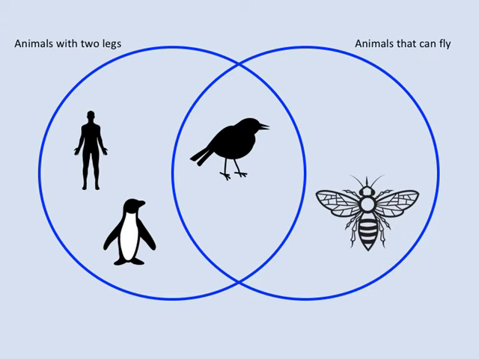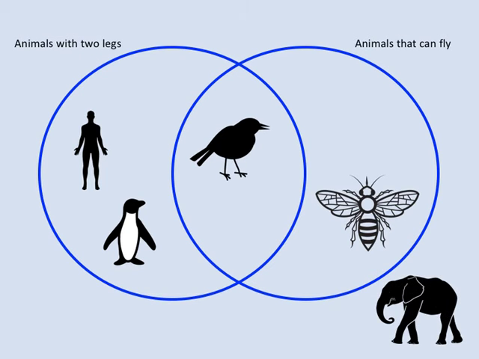but have 6 legs. However, there is another area on this diagram, and that is the area that is outside of both circles. Anything that isn't an animal with 2 legs, and also isn't an animal that can fly, would be outside both circles. This would not only include animals such as elephants, but also trees and rocks and planets and so on. Anything at all that isn't an animal with 2 legs, and also isn't an animal that can fly.